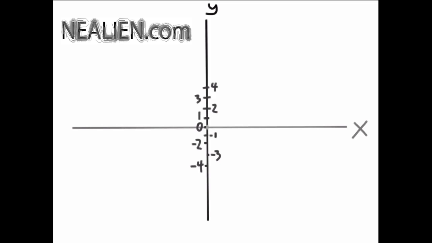From the origin, the center point, we've got an x-coordinate of 0. If we go to the right, we have positive numbers. So +1, +2, +3, +4. To the left, we have negative numbers. So -1, -2, -3, -4.